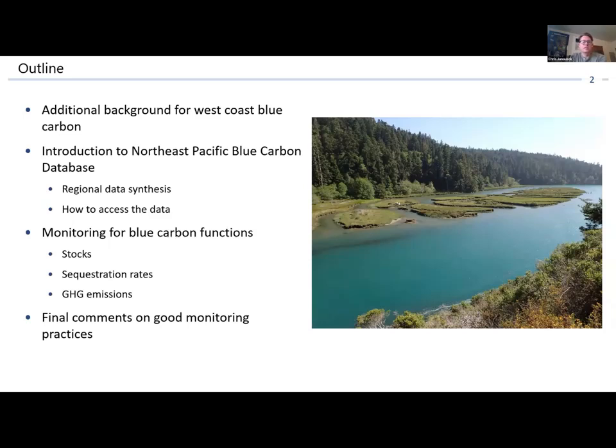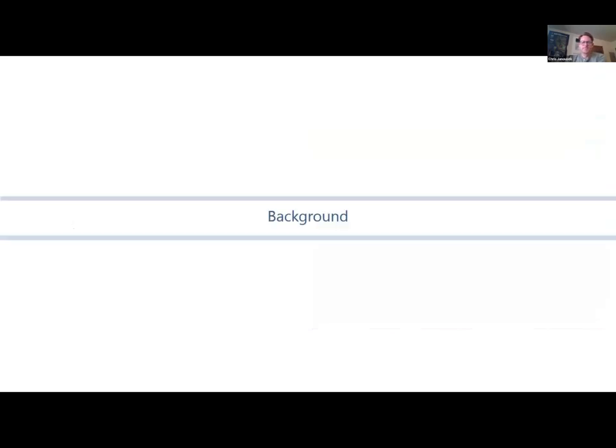So I'll go over how to monitor stock, sequestration rates, and greenhouse gas emissions. A little bit of that will be a repeat of the other speakers, but hopefully will provide some valuable information if you're interested in monitoring blue carbon in your ecosystems.